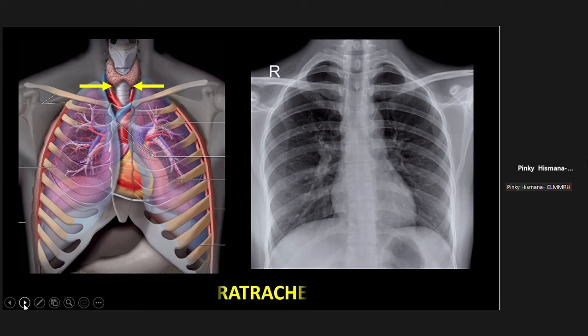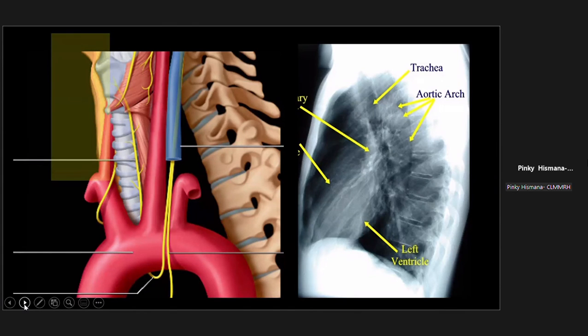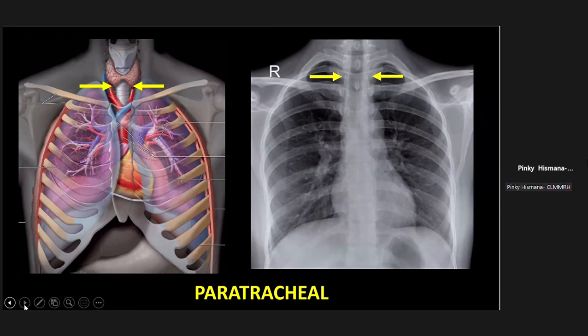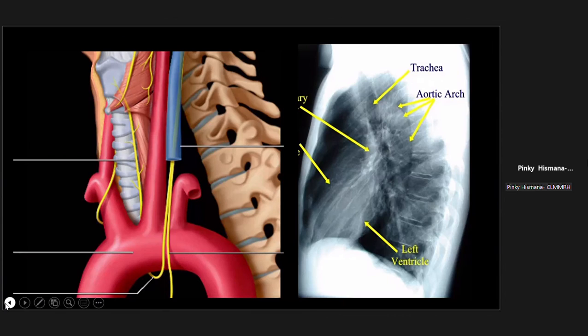So, I'm sorry, this one is the wrong image. So now let me discuss what I'm trying to point out here. Correct, this is not wrong.